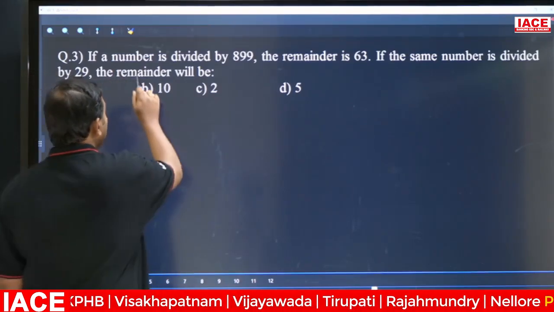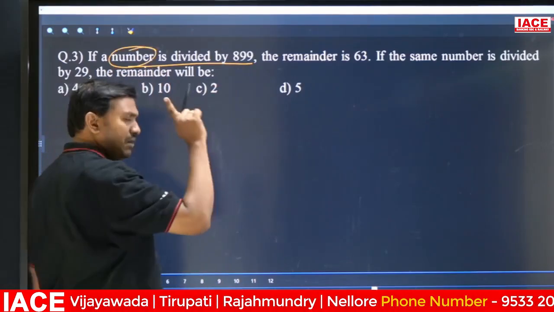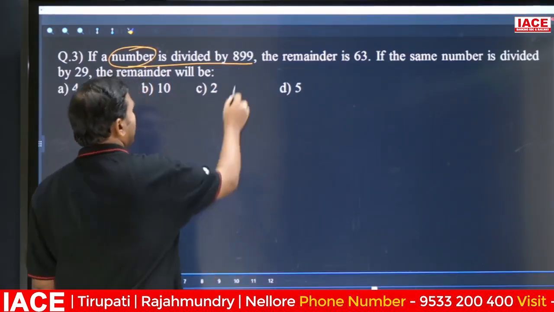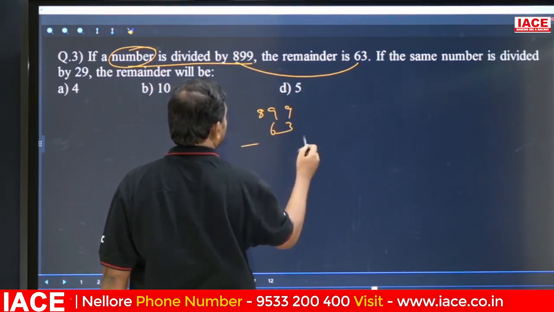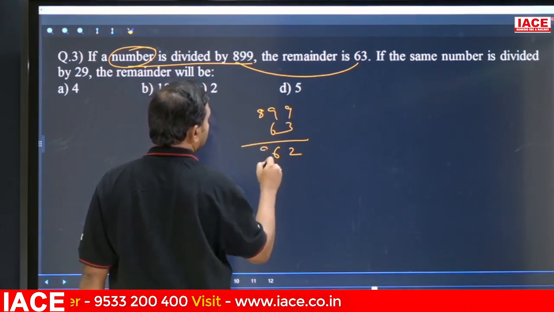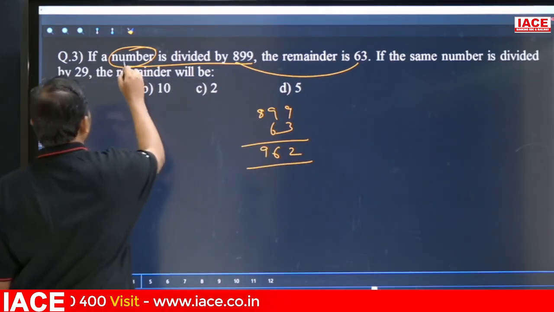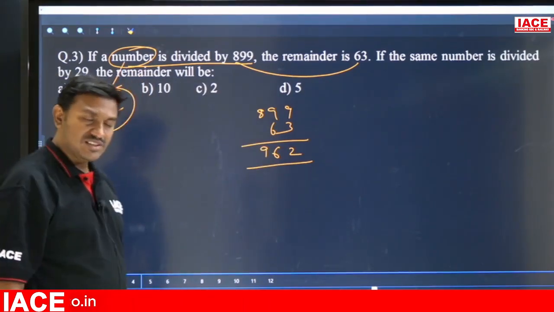Already told, anytime a number is divided by 899, first you find the number. How to find the number? Very simple. Add these two. That is 899 plus 63, means how much? 962. So what is the number? The number is 962.